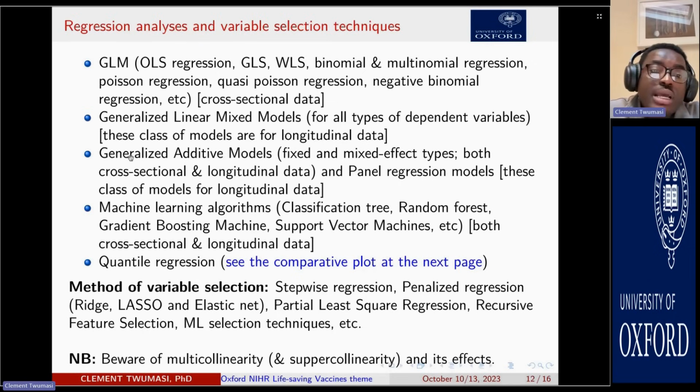I've already touched on some of the assumptions of regression. Here we have something called generalized linear models. Keep in mind that if data is cross-sectional, then the class of models you could use are called fixed effect regression models. And if data is longitudinal or panel in nature, that is, if the data was collected over time and you still want to do the same set of regression analysis, then you have to use what is called a mixed effect model.